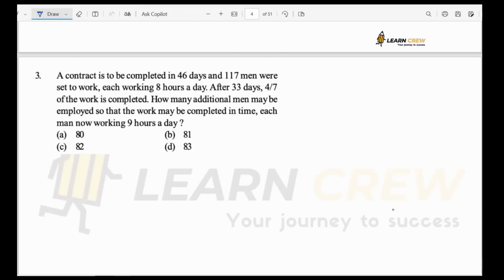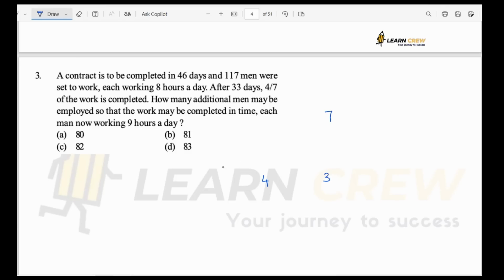So see here, a contract is to be completed in 46 days and 117 men were set to the work, each working 8 hours a day. So everybody is working for 8 hours a day. 117 men can complete the work in 46 days. Yes or no? So after 33 days, 4 by 7th of work is completed. So what does it mean? If total work is 7 parts, 4 parts is completed. Remaining work is how many parts? 3 parts. Total work is 7 parts, 4 parts is completed, 3 parts is pending.